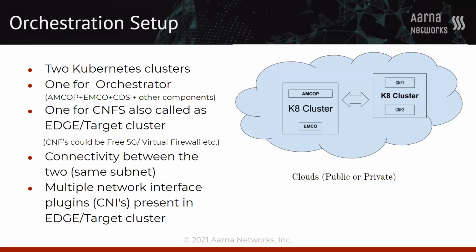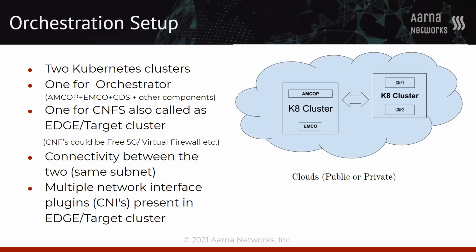Going to the next slide, here is a diagrammatic view of how the orchestration setup looks. On the left hand side there is a big cloud, and in that we are creating two boxes. Each box is a Kubernetes cluster, and these are independent clusters. One cluster we are using for deploying the AMCOP tool itself, which will have AMCO and the other necessary components required for orchestration. I haven't shown all the components here.